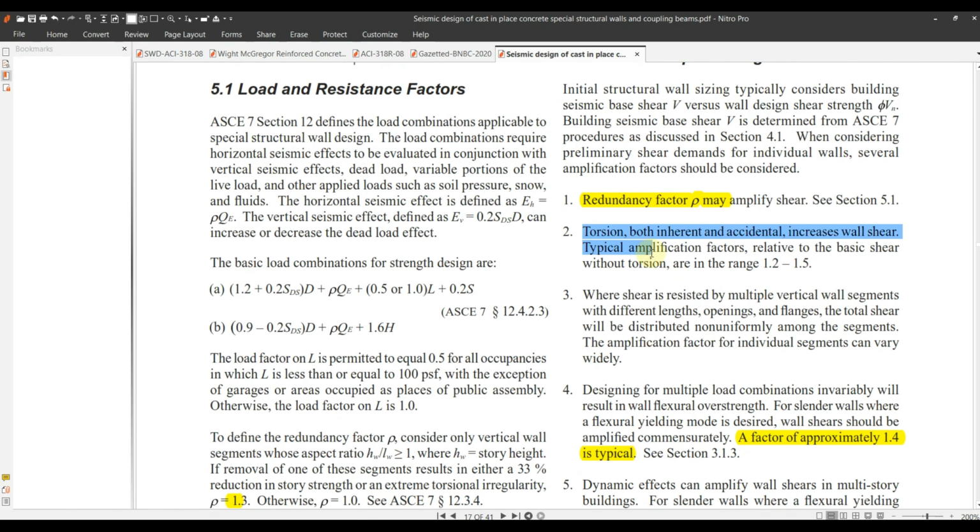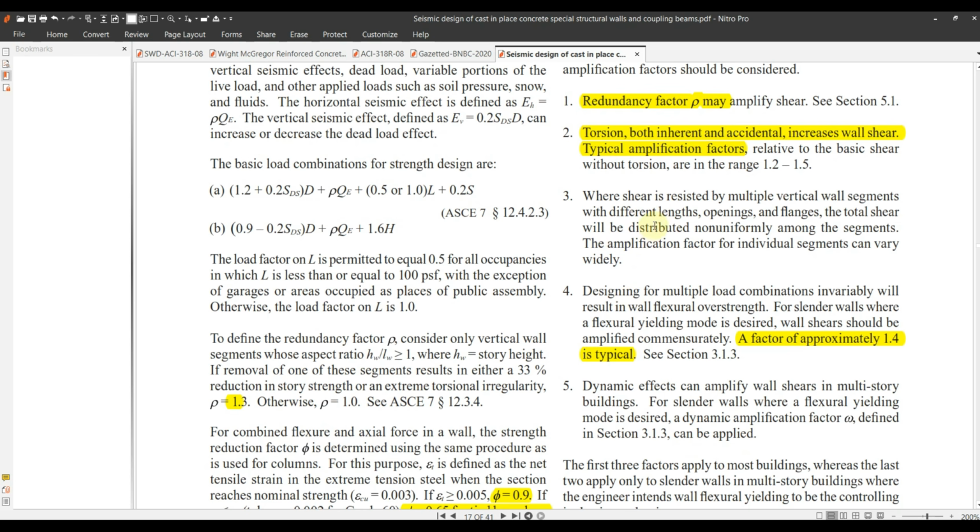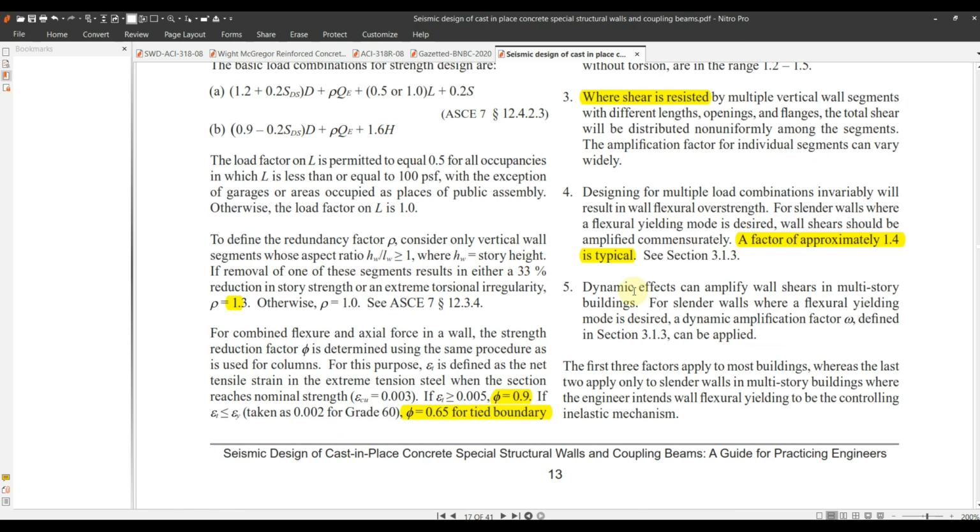This is automatically covered in the model. So amplification factors, we do this always. Shear will be distributed based on the individual wall segment stiffness or moment of inertia, etc. So number 4 is that designing for multiple load combinations invariably will result in wall flexural overstrength.